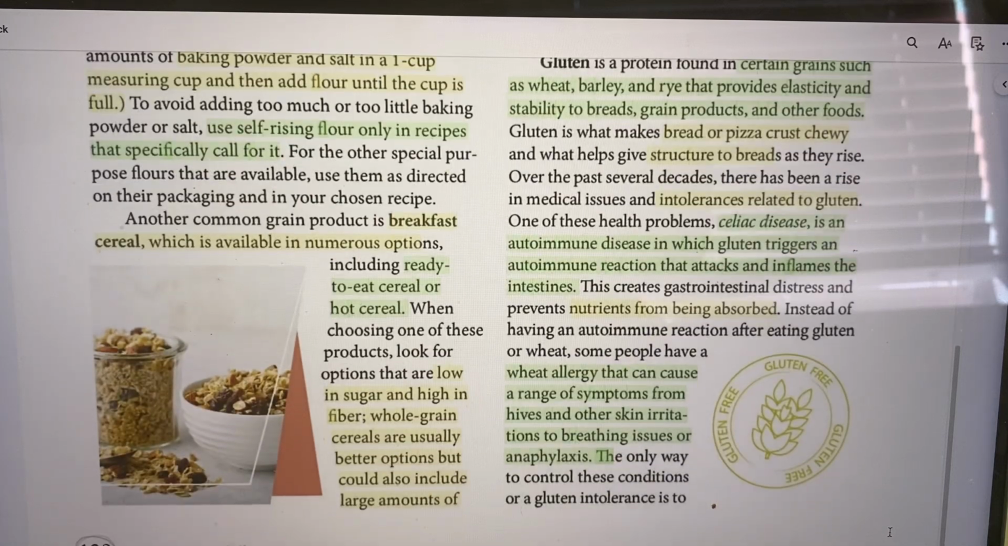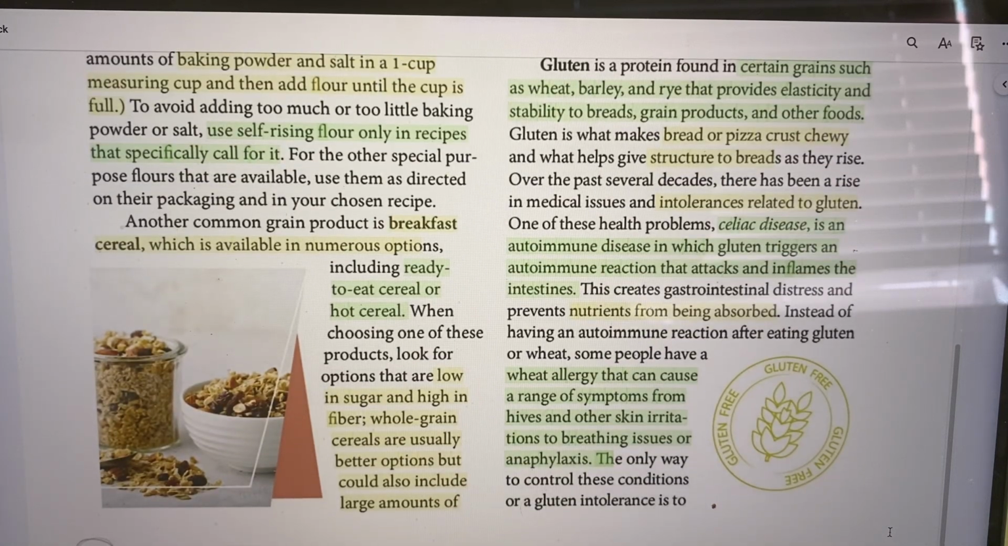So another common grain product now is cereal, breakfast cereal. It's available in numerous options, ready-to-eat cereal or hot cereal both, and look for options that are usually low in sugar and high in fiber. A lot of cereals have a lot of sugar in them, so you have to read the labels to see.